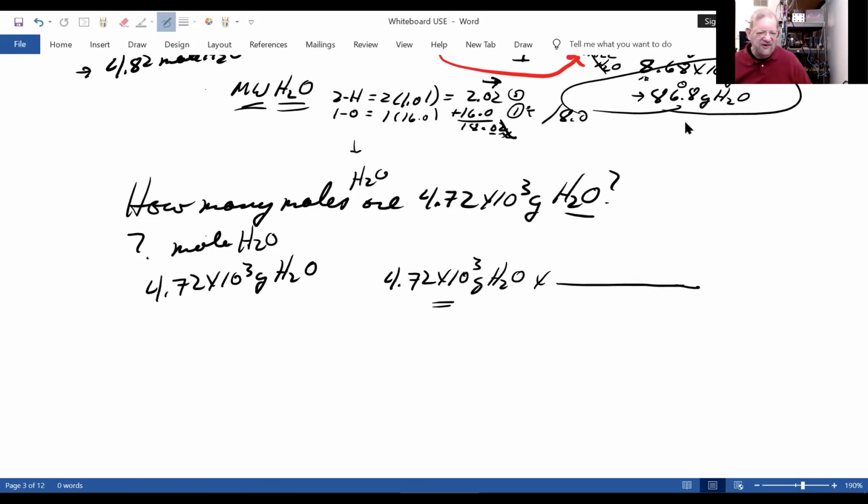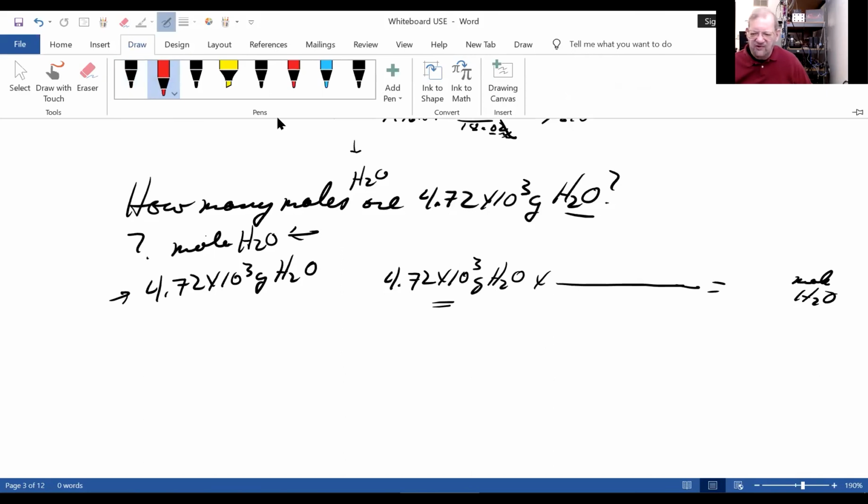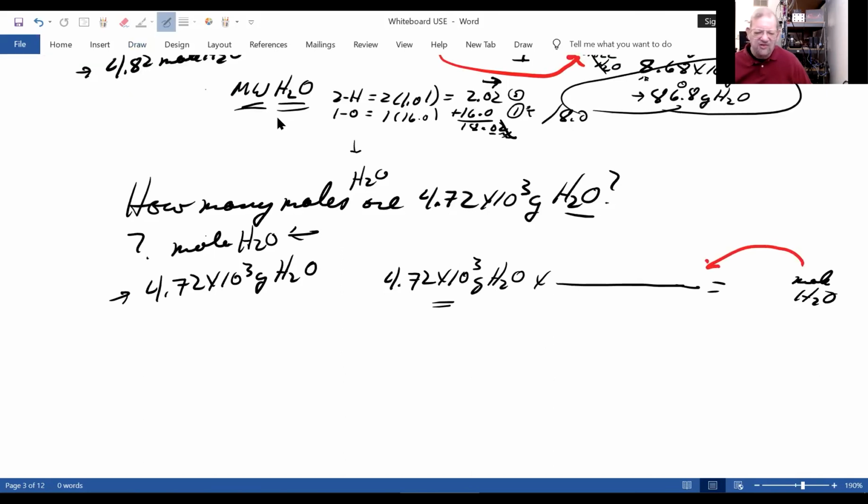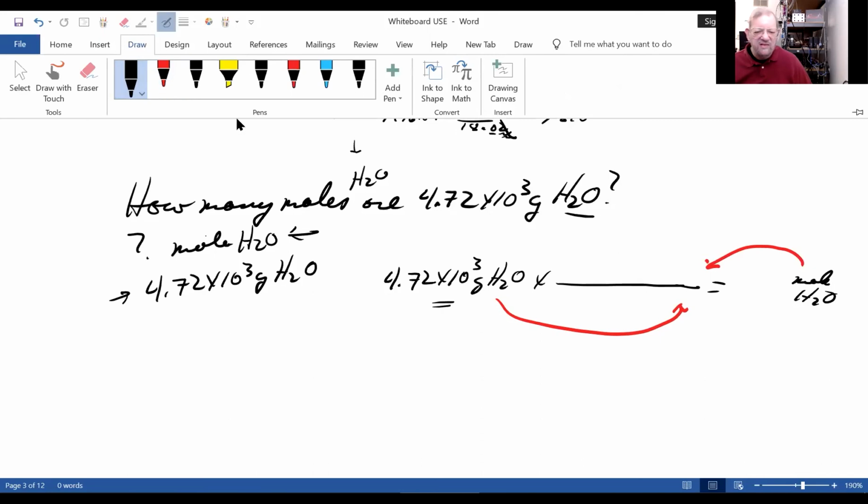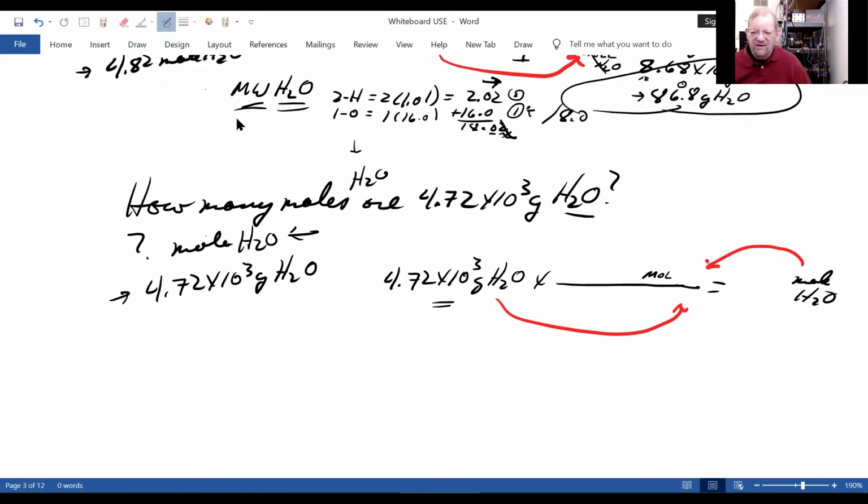Here's what I have to start with. What units am I trying to get to? Well, we took the time to figure that out: moles of water. And now I'll use unit analysis. Whatever I'm trying to get to, the units go on top. Whatever I'm trying to get rid of, they go underneath this ratio. And this is moles of water, and this is grams of water.